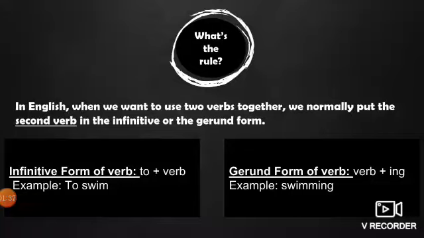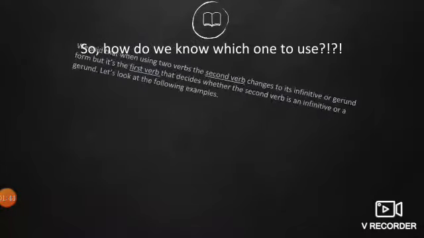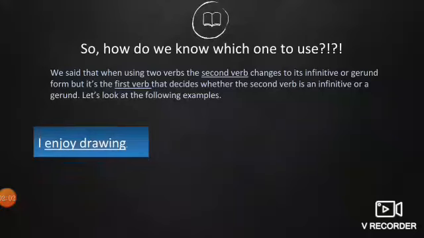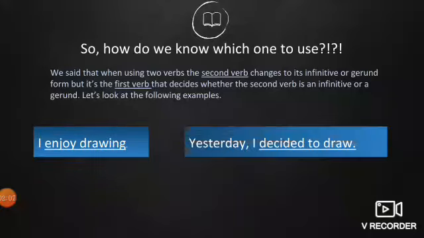Okay, how do we know which one to use, the infinitive or the gerund? Well, right now we'll find out. So we said that using two verbs, the second verb changes to its infinitive or gerund form, but it's the first verb that decides whether the second verb is an infinitive or gerund. Now, let's look at the following examples. We have, I enjoy drawing. Yesterday, I decided to draw.